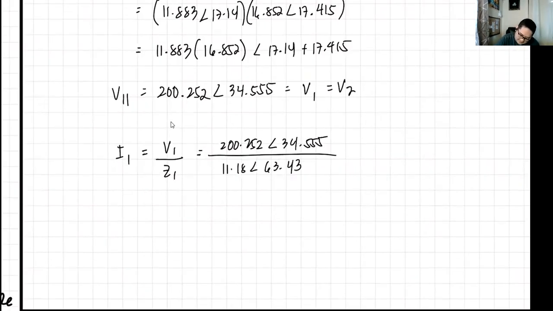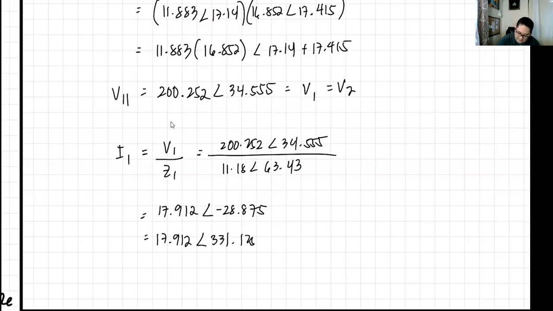Okay? So yung current natin will be 200.252 divided by 11.18. That is 17.912. Yung multiplication niya, angle, minus natin 34.555 minus 63.43. That is negative 28.875. So kung negative siya, kailangan gawin natin siyang positive. So 17.912 angle, ito ay sa 360, so 331.125.